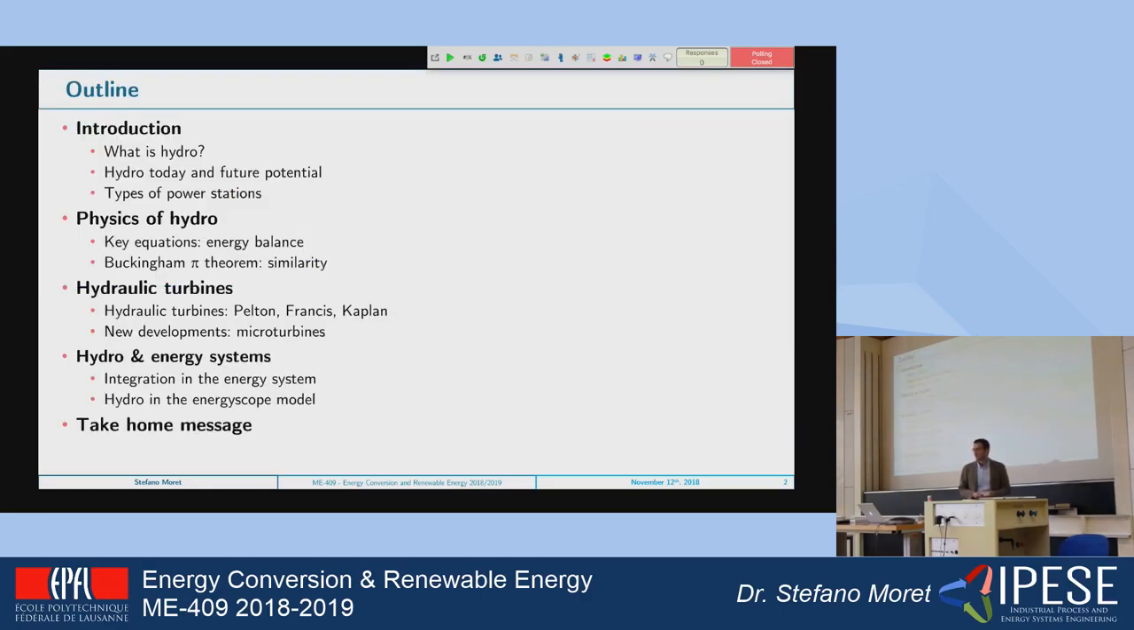So the key things I'll explain will be similar to the lecture on wind. It's the key principle, the key formula that you need to have in mind to understand hydro, and then show the integration and also how hydro is implemented in the model you're using in the project. Because I thought it can be interesting for you to understand a bit what's behind these complicated files you have, apart from the Excel file you have for your project, right?